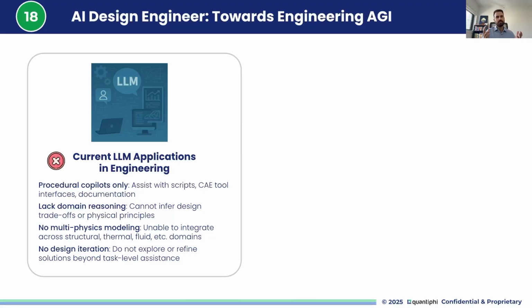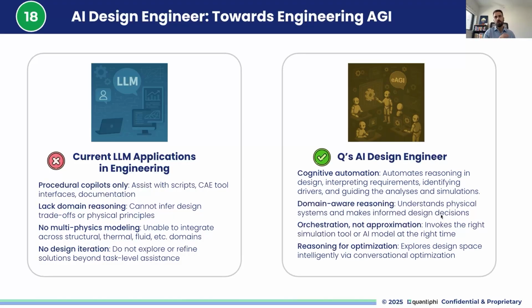And we don't see the role of LLMs and its reasoning in the design optimization. Our vision is to move towards engineering AGI, and then we built AI design engineer with the theme of cognitive automation in mind. By that we mean we want to automate reasoning in design, in interpreting requirements provided by the user, identifying the key drivers in the engineering process and optimize those, and also have the LLM to analyze and guide the simulation and all the processes.